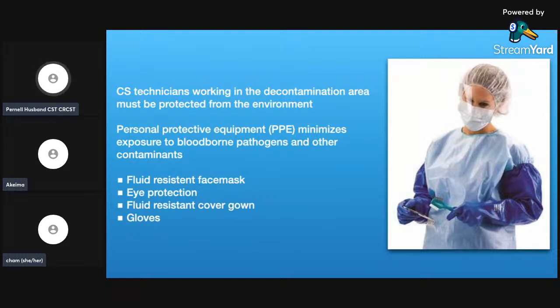So anybody working in the decontamination area must be protected from the environment. Remember, we're in a hospital. People are sick. People are there because they're sick. People are there because they have all manner of who knows what. And patients may even have stuff that they didn't know they had, right? All of this stuff, or some of it, or a combination of it, could end up on the surgical instruments. And a lot of it could be communicable, right? You could catch it.